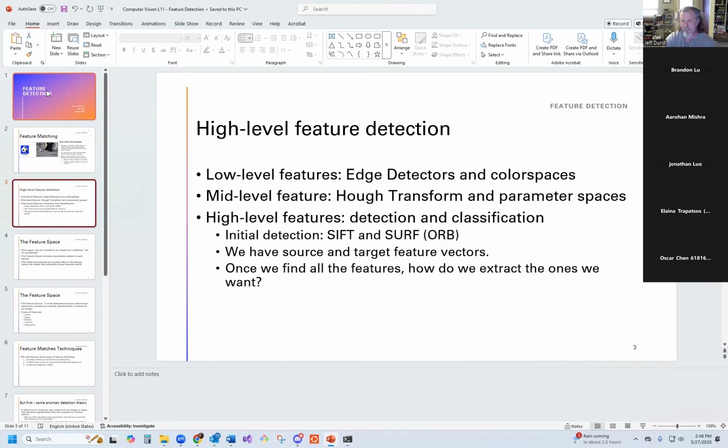The next step that we have to solve, the next big problem is, I have extracted every feature and I have the feature vectors for those in the feature space, and I have the feature vector for my thing in the feature space. So how do I go from having every feature to the feature I want, right? We can detect all these features, but now, how do we extract the features we want?